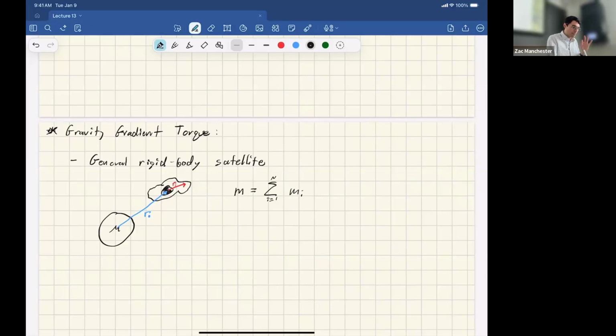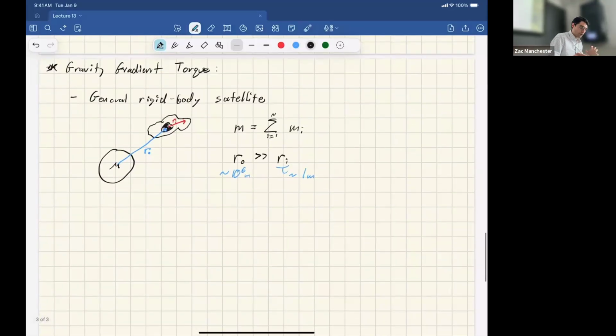The big important message here is that R naught, the vector from the center of the Earth to the satellite, is much bigger than these r_i's, the size of the satellite. For instance, R naught might be on the order of 10 to the sixth meters, and these r_i's might be on the order of 1 meter. So they differ by about 6 orders of magnitude. This is important because we're going to use a Taylor expansion argument to figure this out.